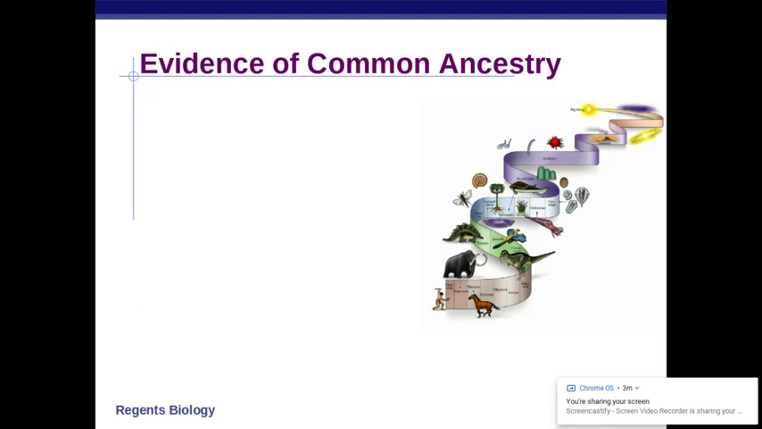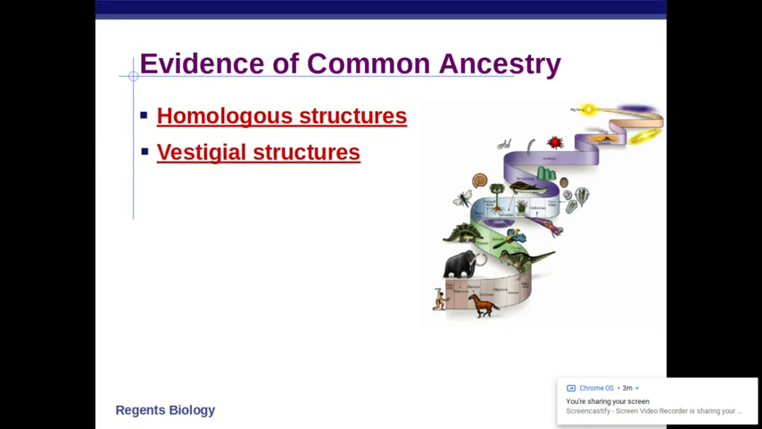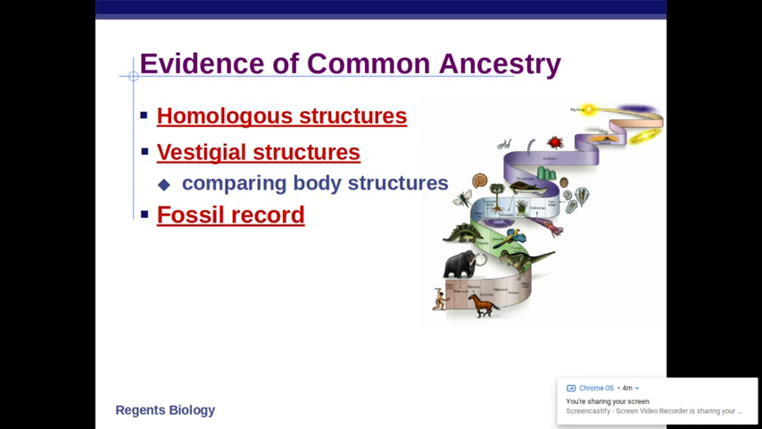Here are the evidences of common ancestry we're going to go over today. Homologous structures. I'll say it either way. There's no wrong way to say it. We just talked about those. Vestigial structures, which you saw in your video this morning or whenever you're watching this. Fossil record. Maybe you heard about fossils, but those are the petrified remains of organisms that lived a long time ago.